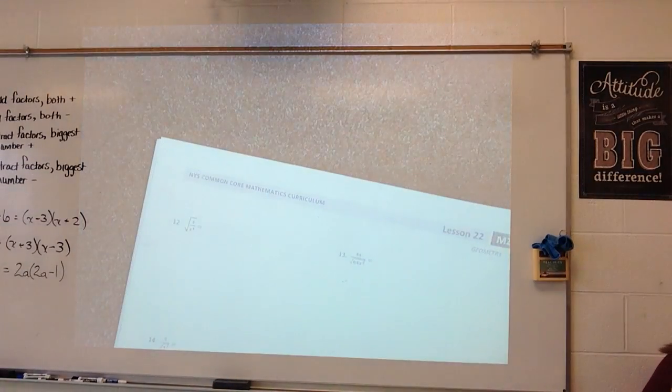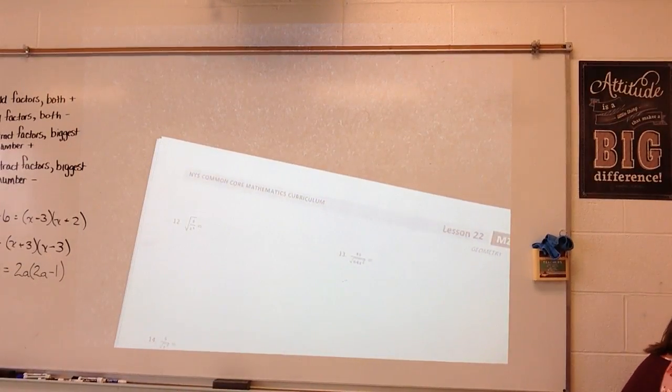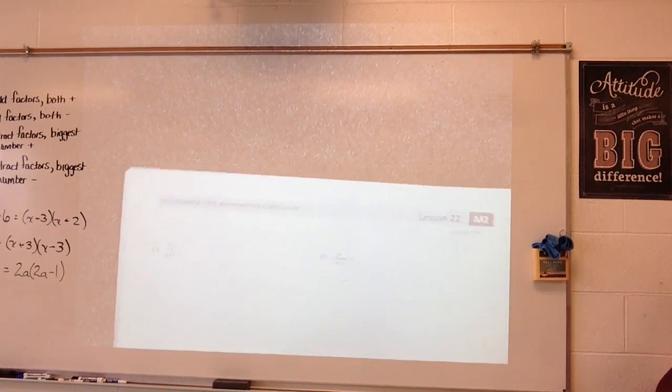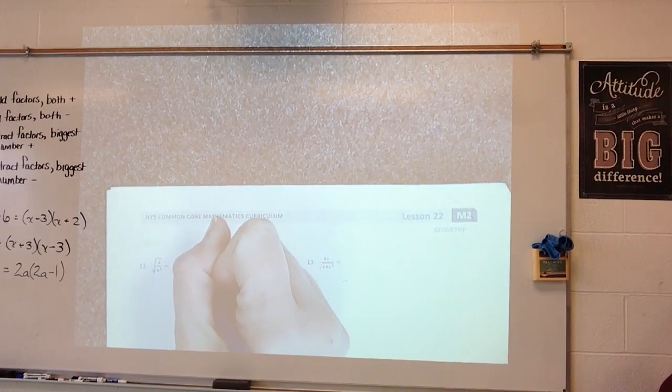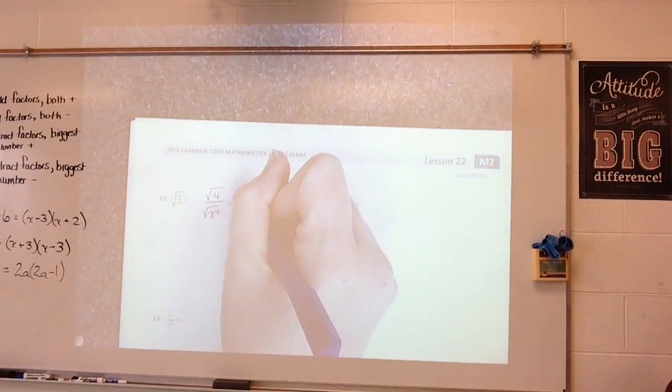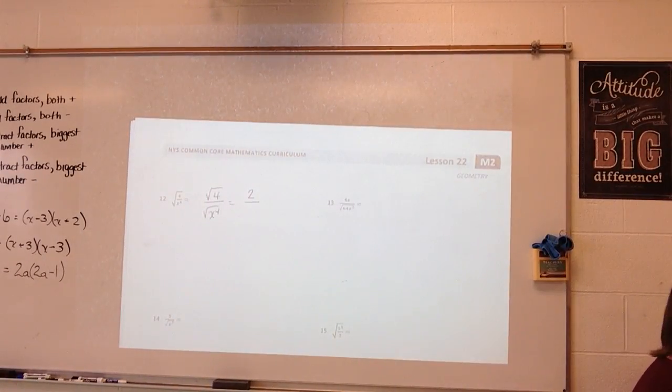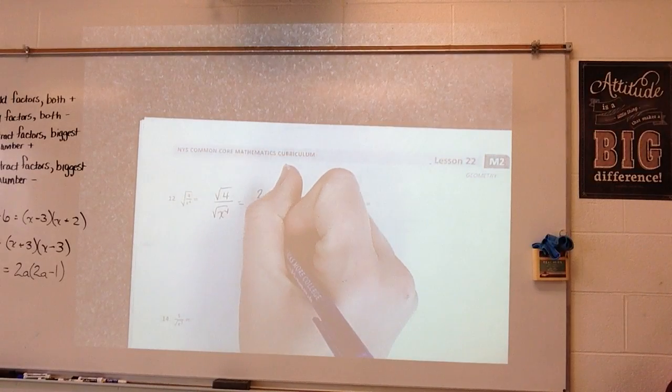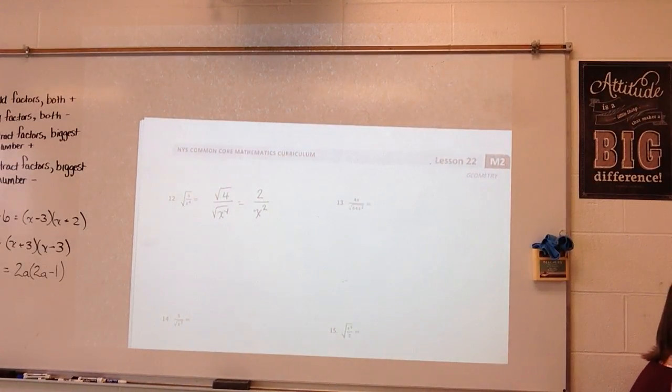Let's look at number 12. Square root of 4 over x to the 4th. In this case, I'm going to go ahead and split it up. Square root of 4 over the square root of x to the 4th. What is the square root of 4? That is 2. And the square root of x to the 4th, what times itself gives me x to the 4th? That would be x squared. So my answer is 2 over x squared.